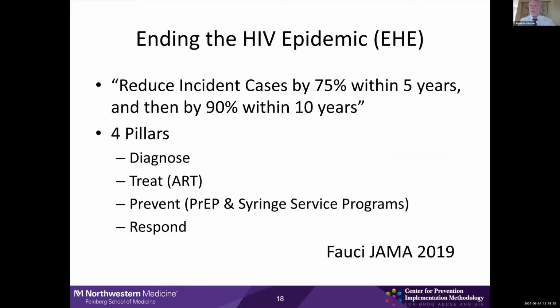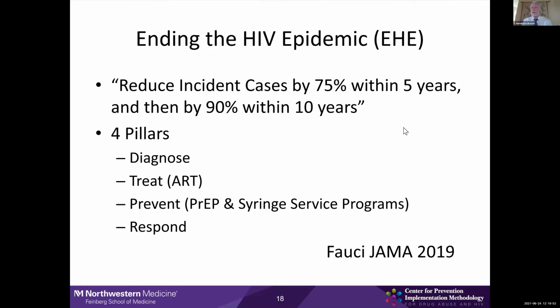Here's another example, ending the HIV epidemic. Fauci wrote this in 2019 with a presidential mandate to reduce incident cases by 75% within 5 years, and then 90% within 10 years. There are 4 pillars in here: diagnose, treat, prevent, and respond. Many of you are part of this big effort right now.